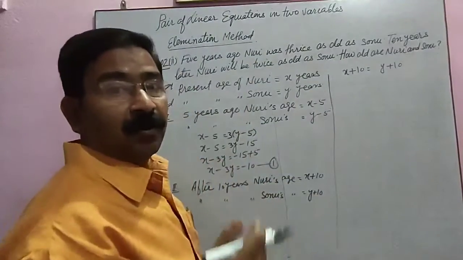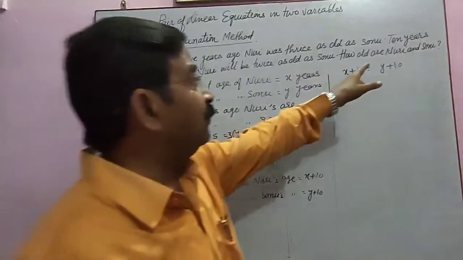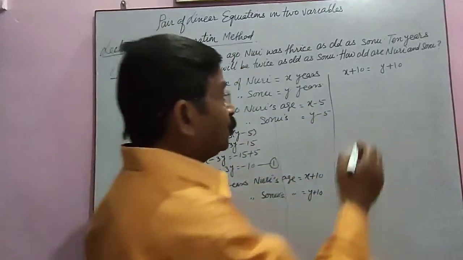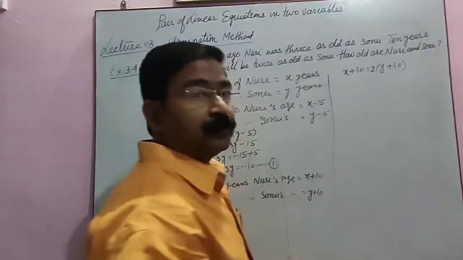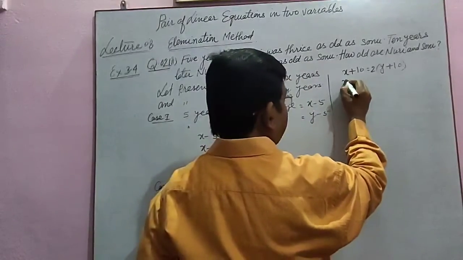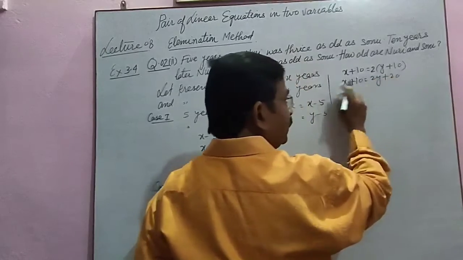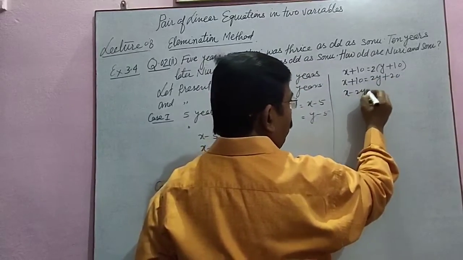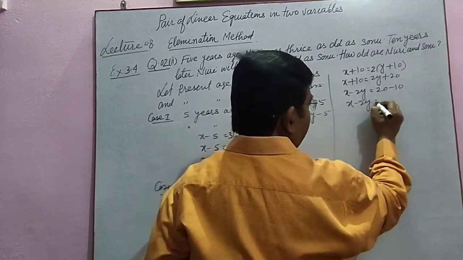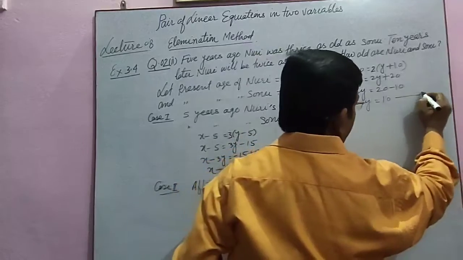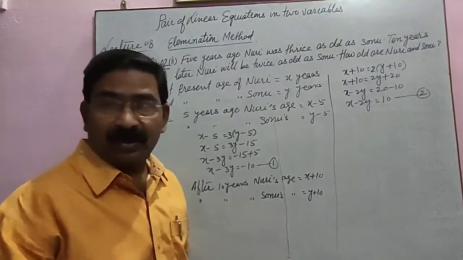And the one who is older is always older. So Noori was older. Here Noori will be twice. So what to do? We multiply Sonu's age by 2. Simplify. X plus 10 is equal to 2Y plus 20. Bring this to this side. X minus 2Y is equal to 20 minus 10. X minus 2Y is equal to 10. Equation number 2.